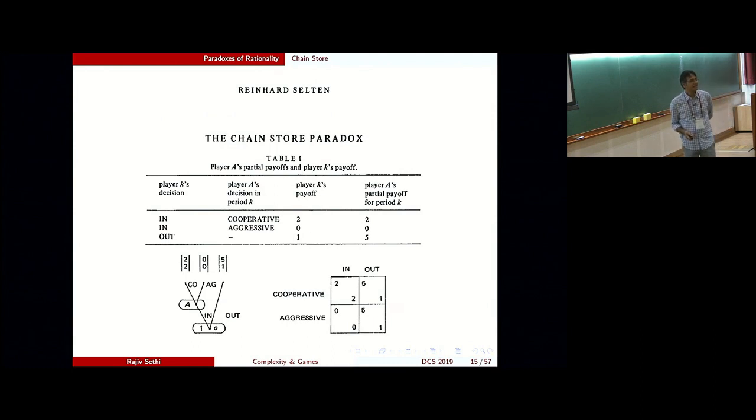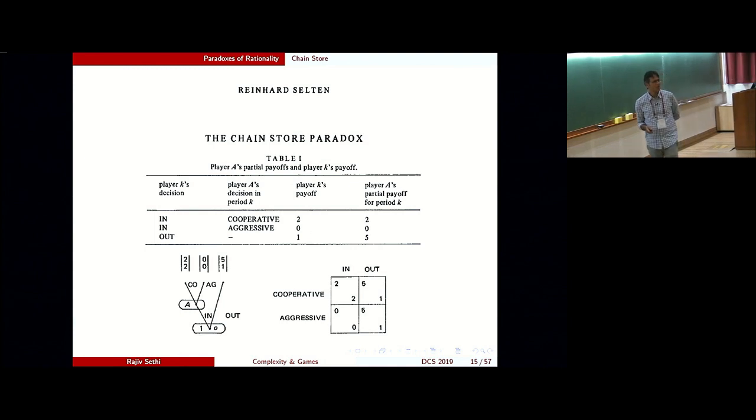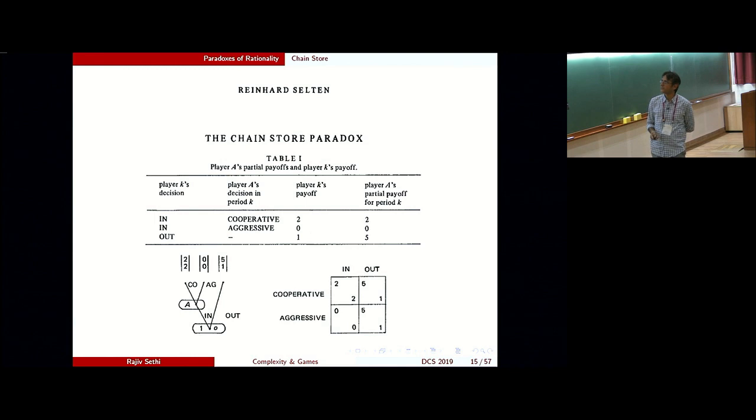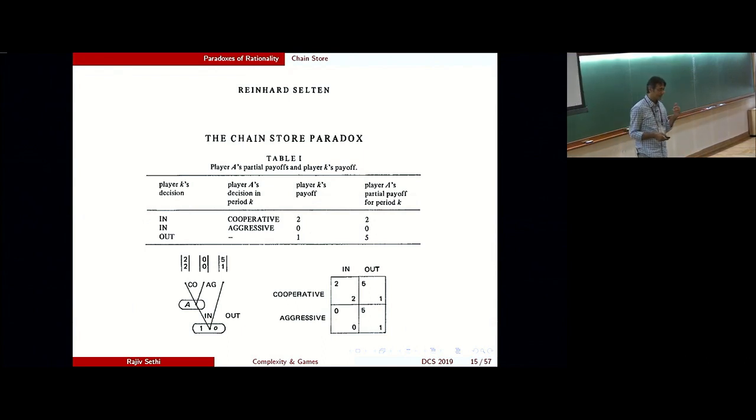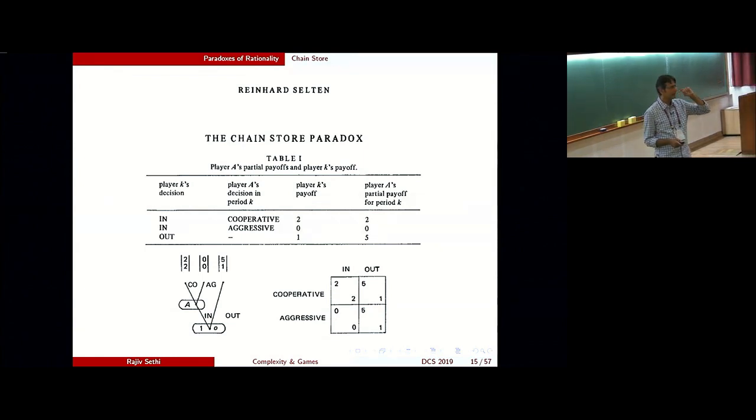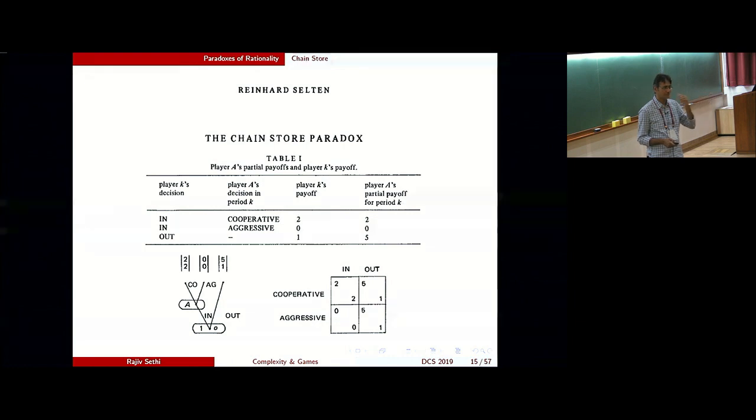But Selten himself then, in a 1978 paper, said, no, wait, there's something wrong with this reasoning, right? And this is how he explained it, through what he himself called the chain store paradox. So the chain store paradox is a very similar game. Imagine a chain store which has branches in multiple cities, and you have in each city a local entrant, a local competitor who can either open a store and compete or not compete. So think about one particular town.